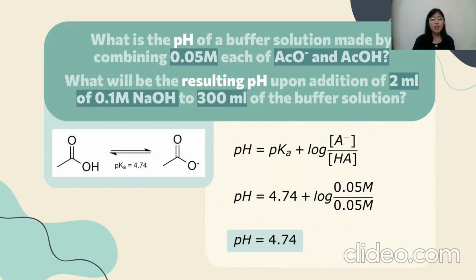For the third question, what is the pH of a buffer solution made by combining 0.05 M each of acetic acid and acetate? What will be the resulting pH upon the addition of 2 mL of 0.1 M sodium hydroxide to 300 mL of the buffer solution? In order to get the pH, we use the Henderson-Hasselbalch equation. The dissociation of acetic acid to acetate has a pKa of 4.74. For this equation, the concentrations of the weak acid and its conjugate base are already given and are equal to each other, so we can just plug them directly into the equation. Doing this, we get a pH value of 4.74.